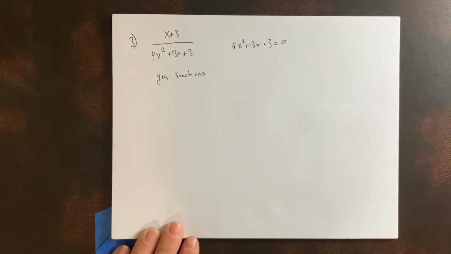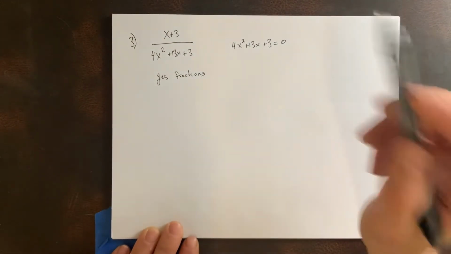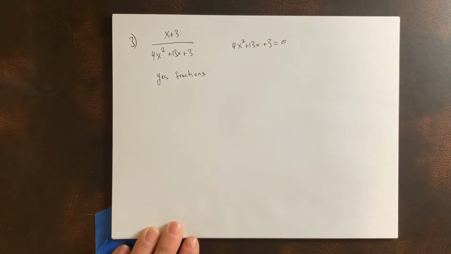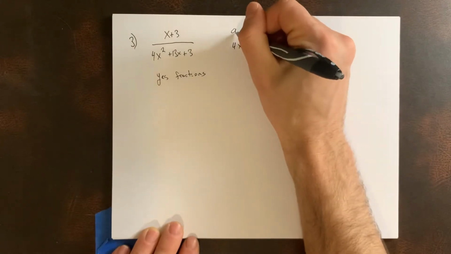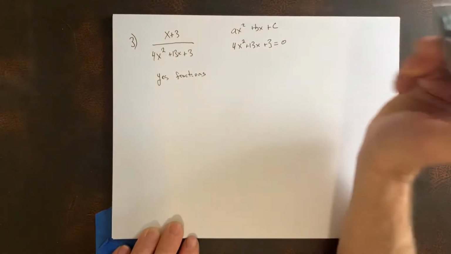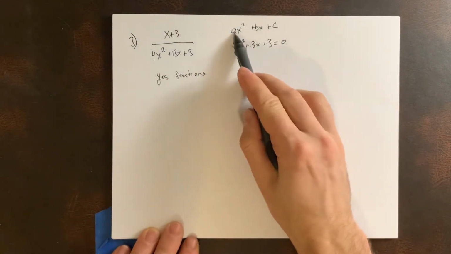And now we want to solve this. And just like before, we need to factor. But now in this situation, we don't have a 1 in front of our x squared. We have a 4 here. So we need to do the AC method. So remember, here's ax squared plus bx plus c. And to do the AC method, we have to take our a times our c.